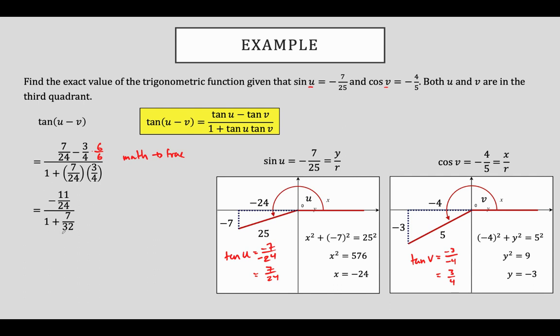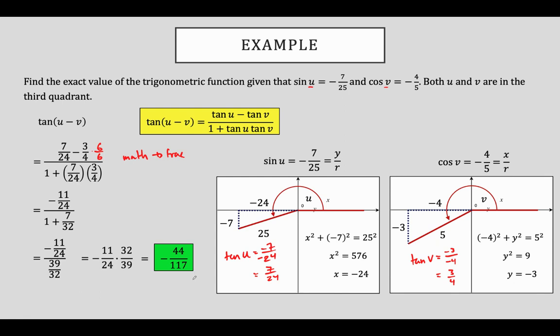Well, we can continue to simplify our answer here. 1 plus 7 over 32. Again, we could get common denominators. 32 over 32 plus 7 over 32. That gives me 39 over 32 as my new denominator. Dividing by fractions, we can think about that as multiplying by reciprocals. And again, don't be afraid, plug this in your calculator, use the math frac button, and it will simplify that fraction for you. We get negative 44 over 117 as our final answer.